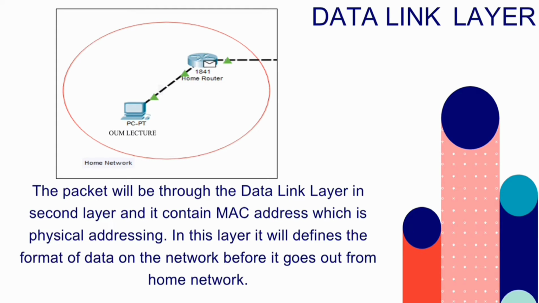Next is the data link layer. For the data link layer, the packet goes through the second layer and it contains a MAC address, which is physical addressing. In this layer, it defines the format of the data on the network before it goes out from the home network. As you can see in the picture that we made, there is an OUM lecturer PC and a home router, and you can see the packet at the router contains the MAC address.